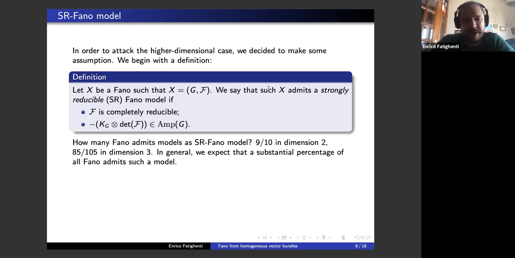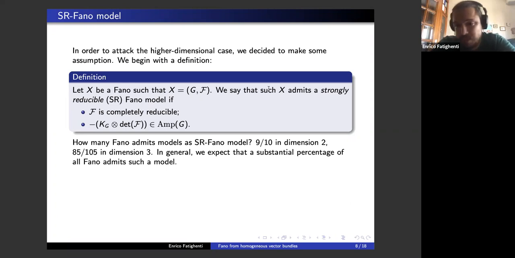But you should ask me, or I should tell you, how restrictive is this definition? Or if you want, how many Fano that we know of admit models as SR Fano model?